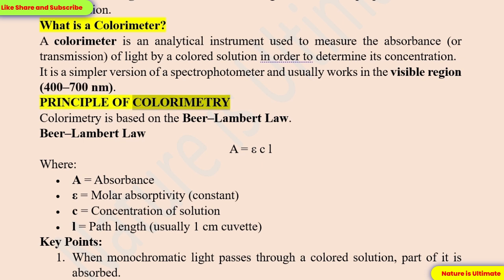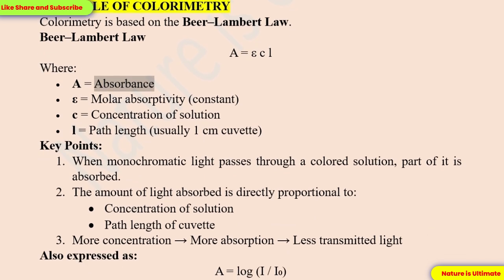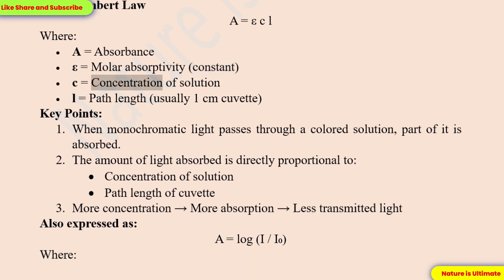Principle of colorimetry. Colorimetry is based on the Beer-Lambert Law. Beer-Lambert Law: A equals epsilon C l. Where A equals absorbance, epsilon equals molar absorptivity, constant, C equals concentration of solution, L equals path length, usually 1 cm cuvette.